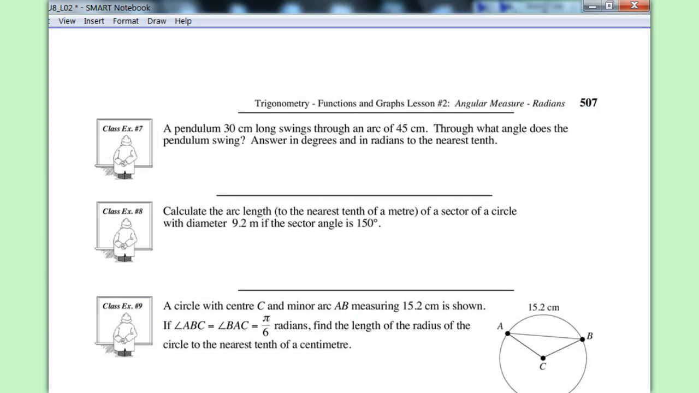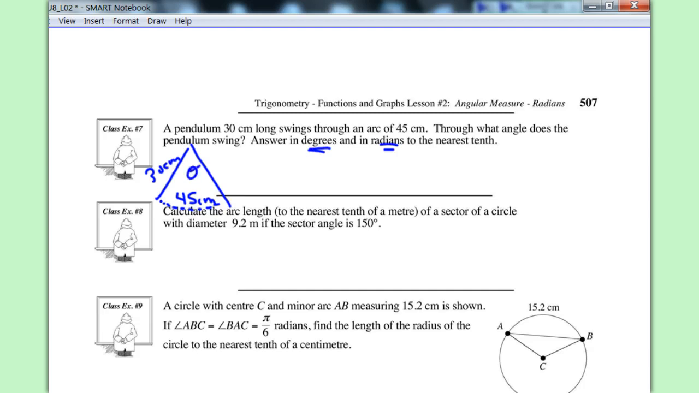All right, so we have a pendulum that is 30 centimeters long, so we draw a diagram. A pendulum that is 30 centimeters long swings through an arc of 45 centimeters. So it swings through that arc of 45 centimeters. That's nice. And the question says, through what angle does this pendulum swing? Answer in both degrees and radians. Okay, so there's my angle of theta.